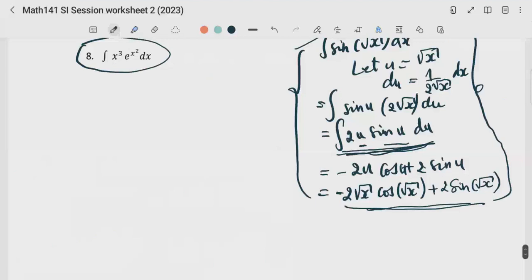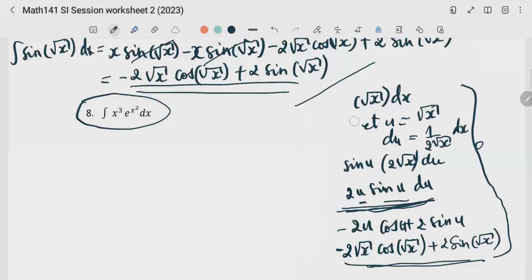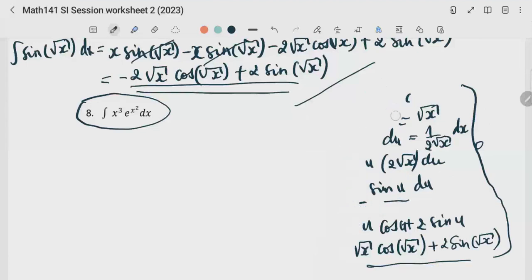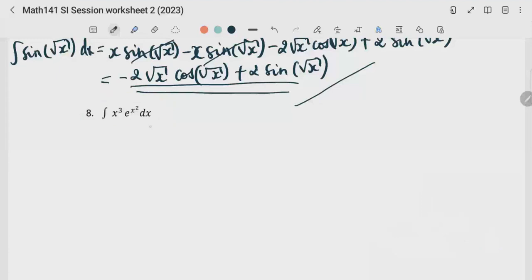Moving on. Let me erase this. So we can move on to the next problem. Right. So the next problem is asking us to find the integral of x cubed times e to the x squared dx.